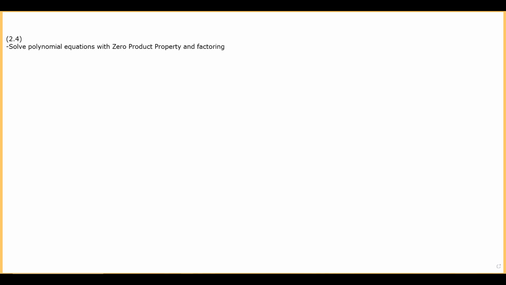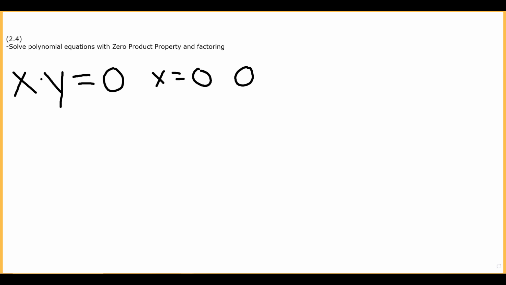In 2.4, we'll be solving polynomial equations with the zero product property and factoring. So what is the zero product property? Basically, it means that if there are two variables and their product is zero, either x or y has to be equal to zero. So x could be equal to zero, or y could be equal to zero.